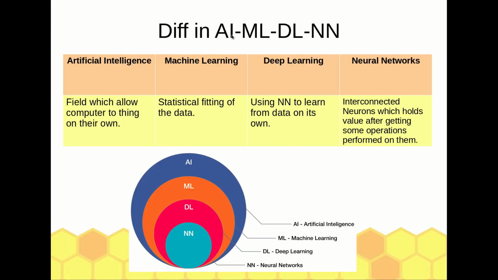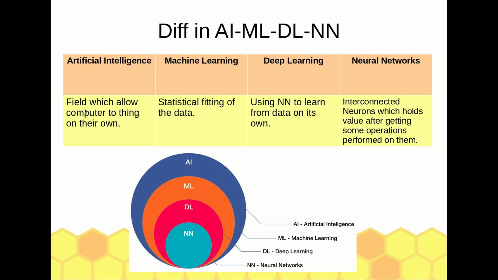Now, what are the differences in AI, ML, DL and NN? AI is artificial intelligence, ML is machine learning, DL is deep learning, and NN is neural networks. If you come to this diagram, you will find that AI is the superset of ML, DL and NN. Similarly, ML is a superset of DL and NN, and DL is a superset of NN.